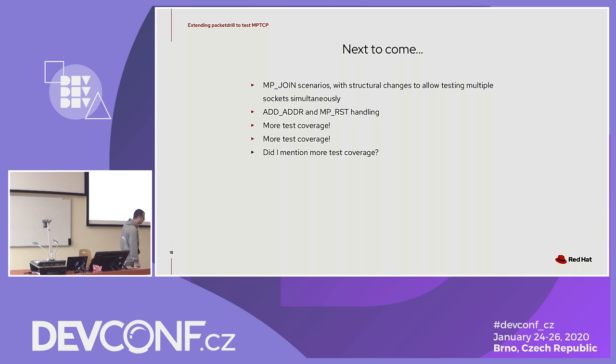Next to come, what will be next? We will be implementing MP join scenarios, like I said before, and then we will implement what is missing from the code compared to the spec. So we'll be testing the add address option, MP reset option also, the latter. And of course, once we add a new option, we will increase the test coverage. We expect the test coverage to be very, very big. And like I said before, any contribution is very welcome.